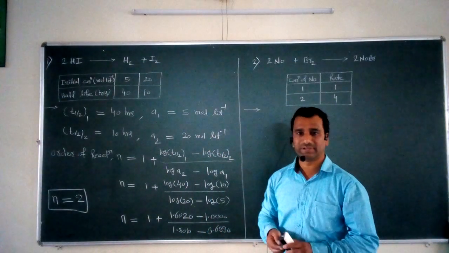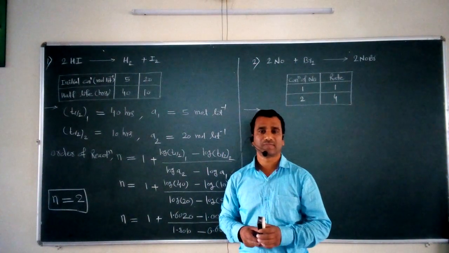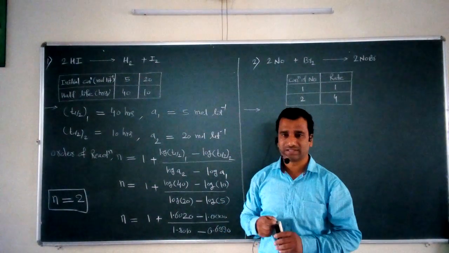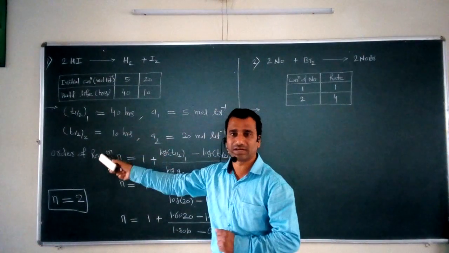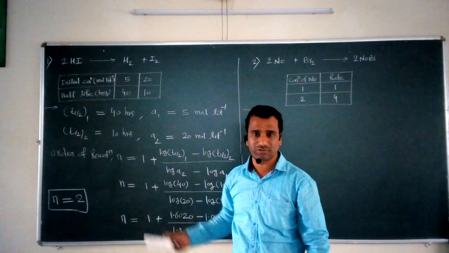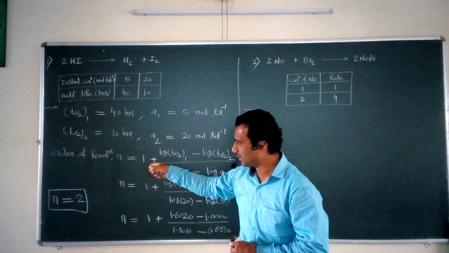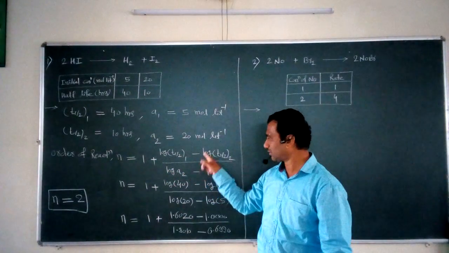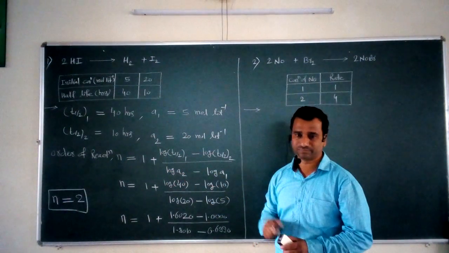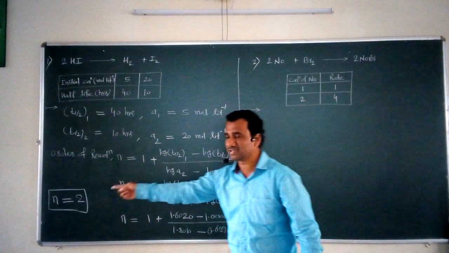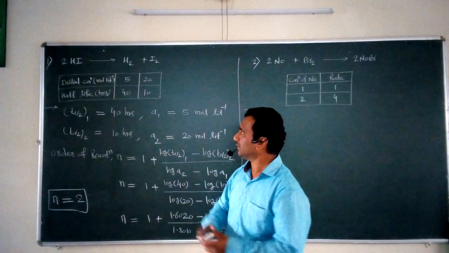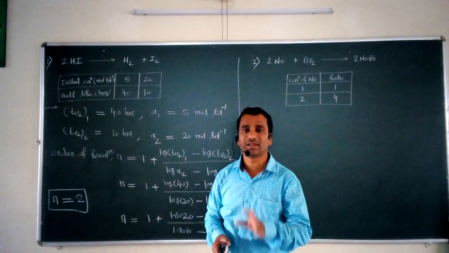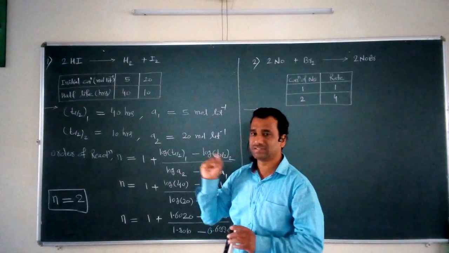So this is a very simple numerical based upon the data given in terms of half-life period and initial concentrations. To solve these numericals, first we have to write the given data in terms of half-life period for two different initial concentrations. After that we take a suitable equation from the half-life period method, that is 1 plus log T half of 1 minus log T half of 2, divided by log A2 minus log A1. Then if we substitute the values, the order of the reaction comes out to be 2. So we can say that this gaseous reaction of conversion of 2 moles of HI into H2 plus I2 is a second order chemical reaction. So this is the first simple numerical.